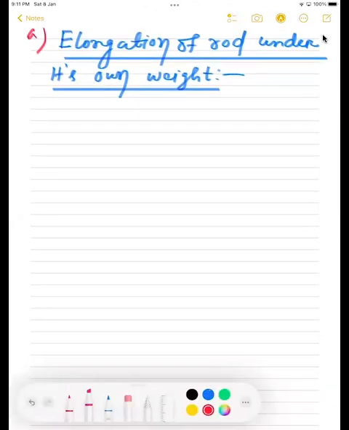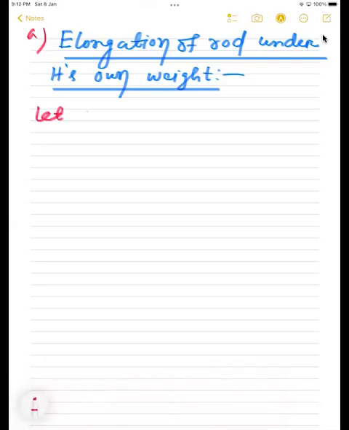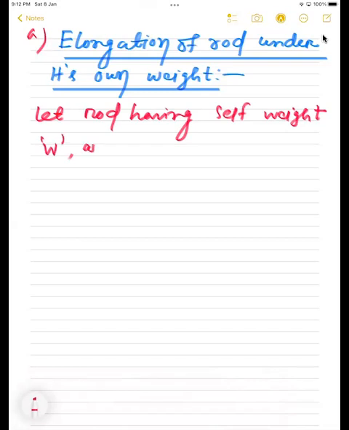Students, what does it say, right? Let there be a rod having weight W and area of cross section A and length L, right? So let's write it. Let the rod having self weight W, area of cross section A and length L.